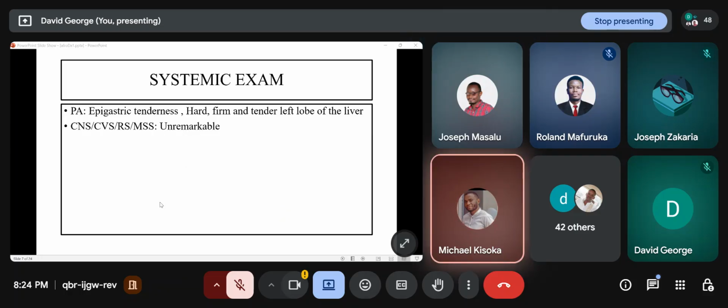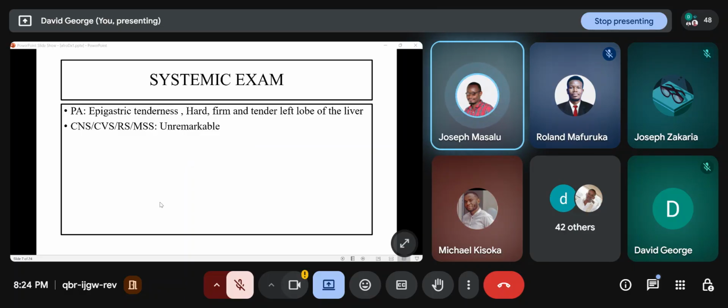Yeah. Thank you. So the information that is coming up, we are assimilating it and updating what we were talking about in the first few slides. We've been told there's weight loss and the patient is wasted. That proves what we've already had. Plus jaundice, you see it now that the patient is icteric. Of importance now is the epigastric tenderness plus the hard, firm, and tender left lobe of the liver.